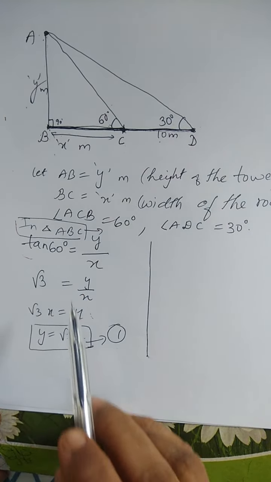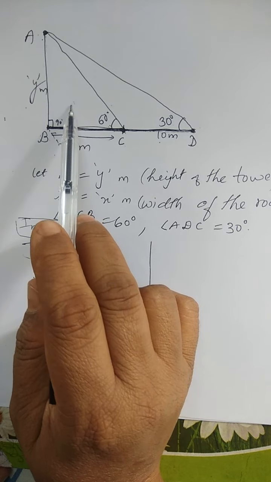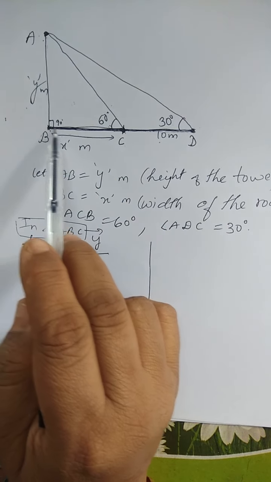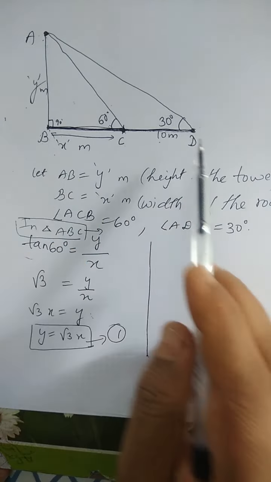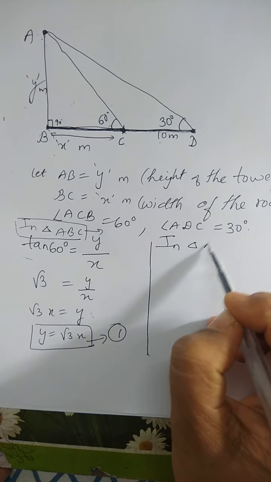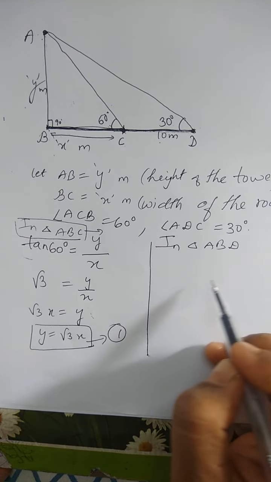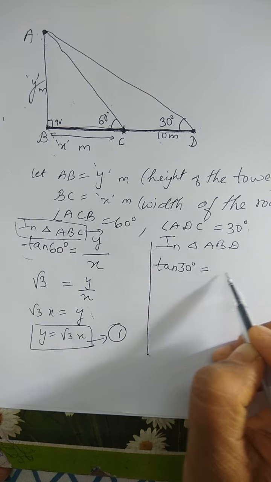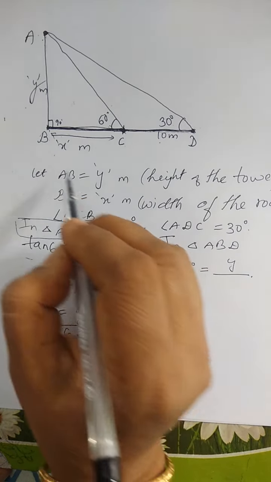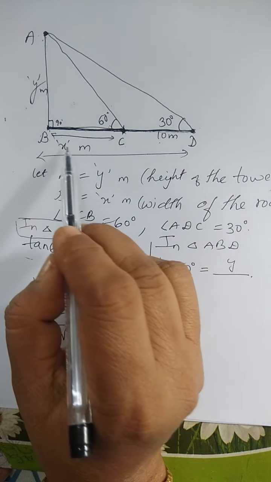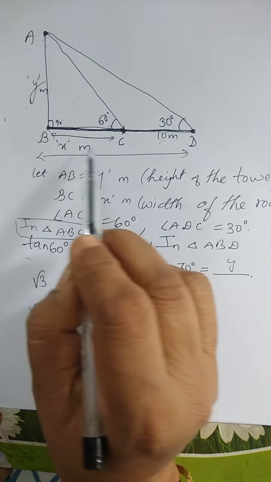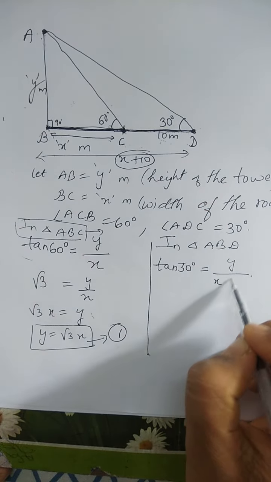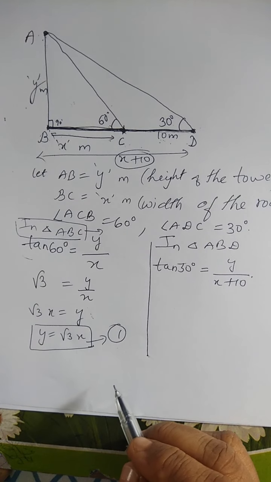In triangle ABC, we are using the ratio in this small triangle. Now we will use the ratio in this bigger triangle, ABD. In triangle ABD, tan 30 degrees is equal to opposite upon adjacent side. This much is x, this much is 10, so the total will be x plus 10.